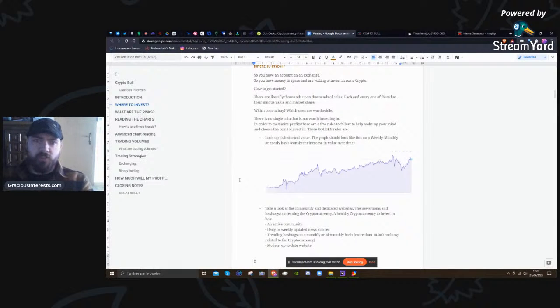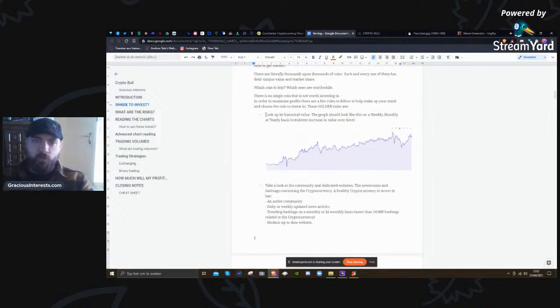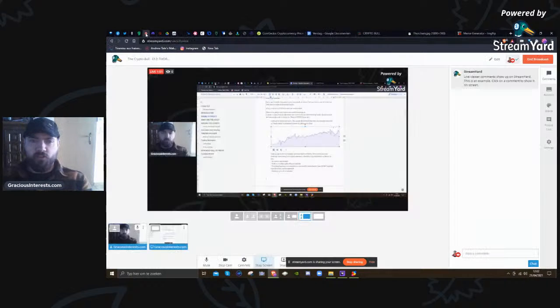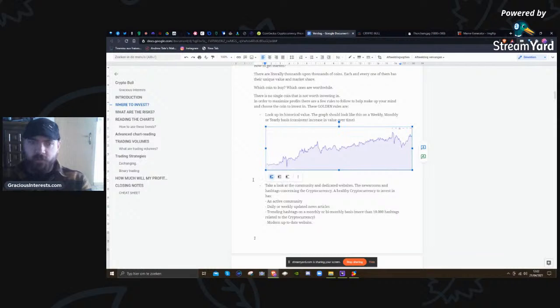So how are we going to do this analysis? First, we are going to look up the historical value of the THORCHAIN project. Optimally, its past history must look like the graph indicated here on screen. It needs to be in a certain uptick, so bullish, over a long period of time. There might be a few bearish cycles or a few dips in value, but in general, it needs to have an uptick or steady increase in value.